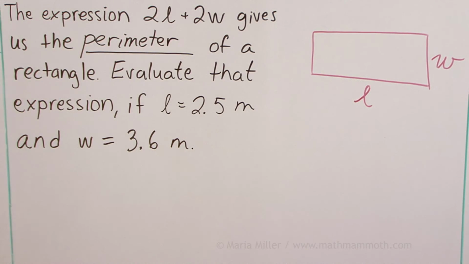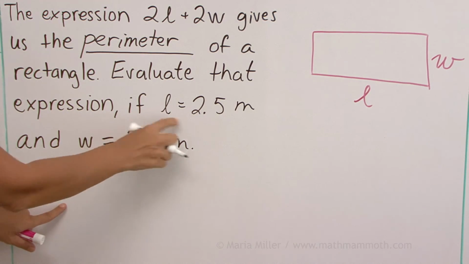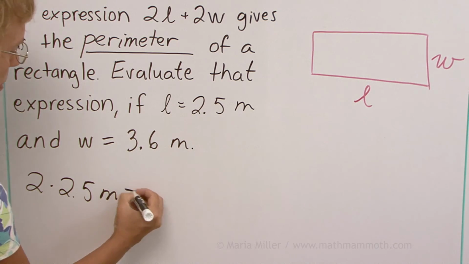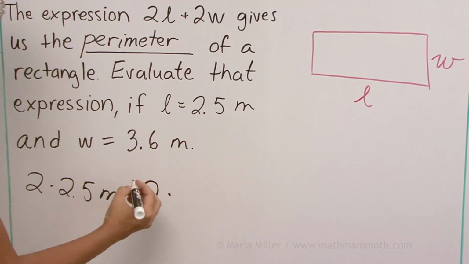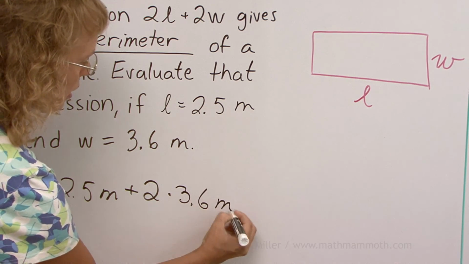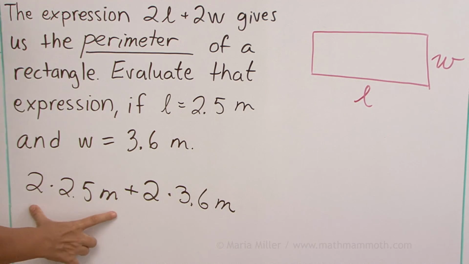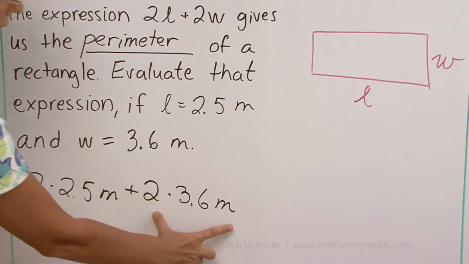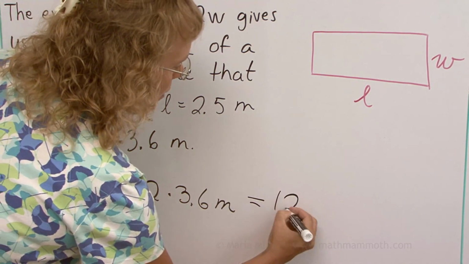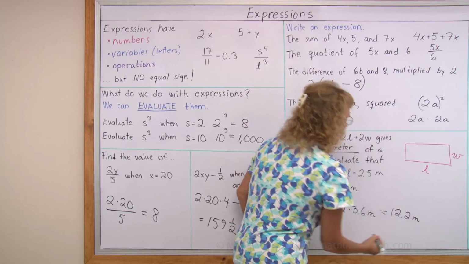Now let's evaluate it. If L has that value, W has that value. I'll copy this expression, but in place of L, I write the number 2.5 meters and then plus 2 times the value of W, 3.6 meters. This here is 5 meters. This here is 7.2 meters. So we get 12.2 meters as the perimeter of that rectangle.